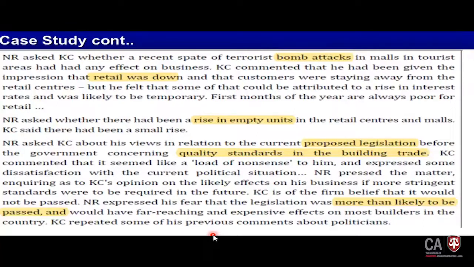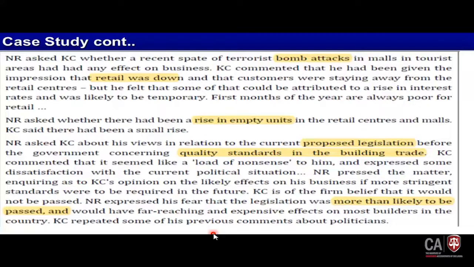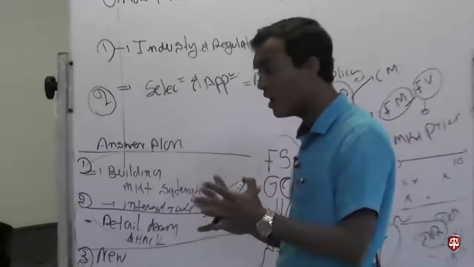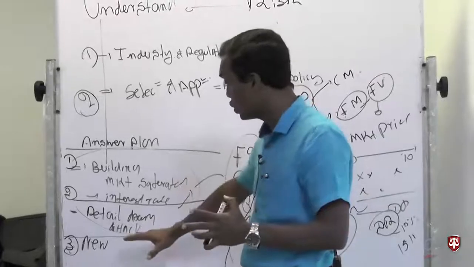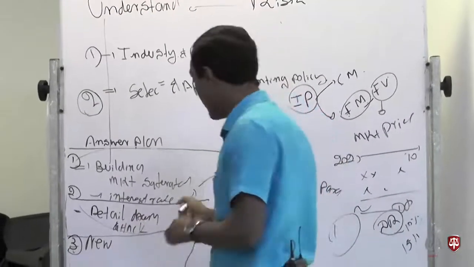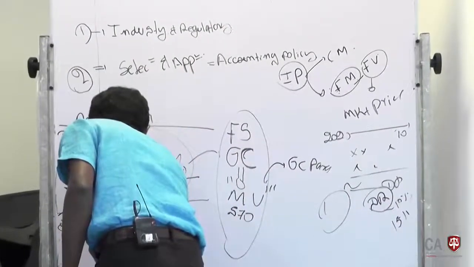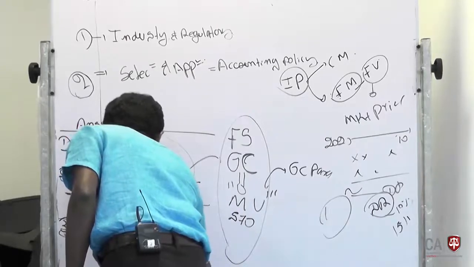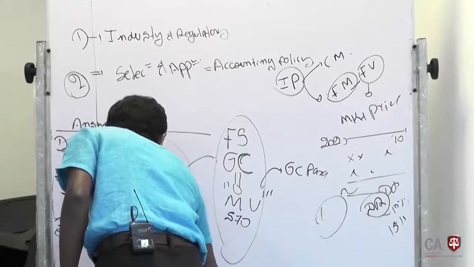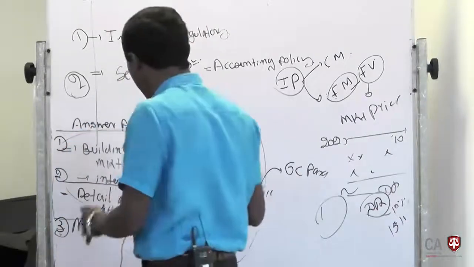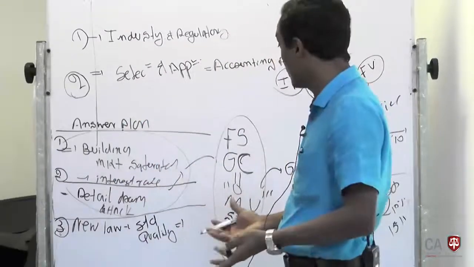We have already marked two risks in relation to the market, building market and retail, and even interest rate. The third bigger point that you can write is new legislation. Now, this is your answer. When you read this case study, we looked at two issues as business risk: building market is down, retail is down. I am guiding you how to write the answer by applying theory to the case study facts. The third issue is that the partner is really skeptical about the new law that is going to come on the building standards, the quality standards. If the company is not up to that standard, the government can come and stop their construction, which is going to have a major impact.